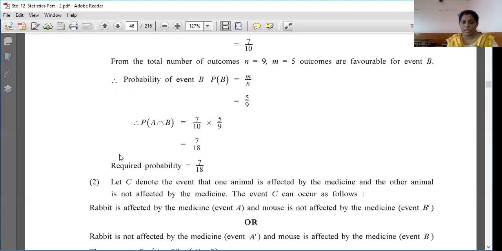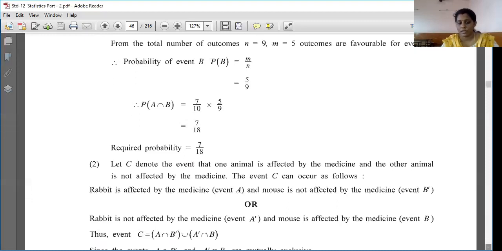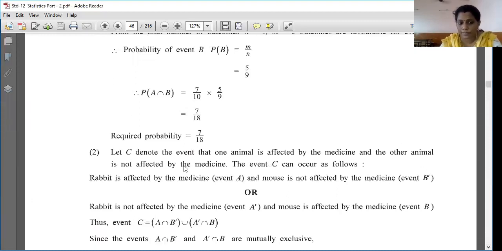So when and comes, it is A intersection B dash, or the rabbit is not affected by medicine and the mice are affected by medicine. So A dash intersection B. Got it? Understood? Is it making sense?